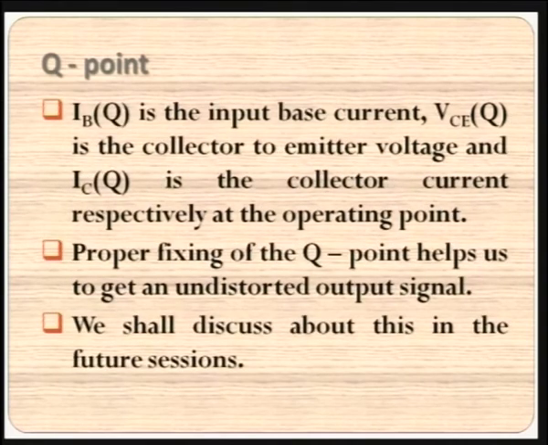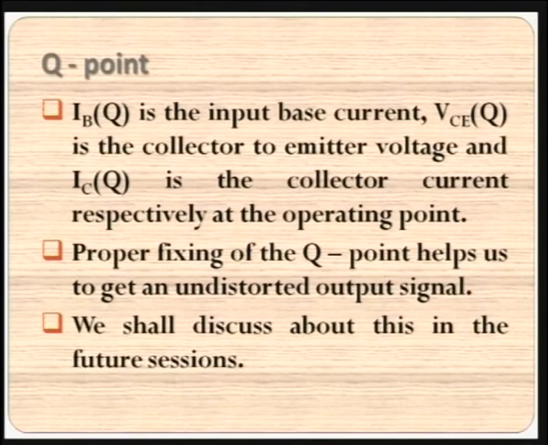This IBQ is the input base current, and the corresponding values of VCE and IC are also marked as Q. So, VCEQ is the collector to emitter voltage and ICQ is the collector current respectively at the operating point. Proper fixing of the Q point helps us to get an undistorted output signal. We shall discuss this in the future sessions.